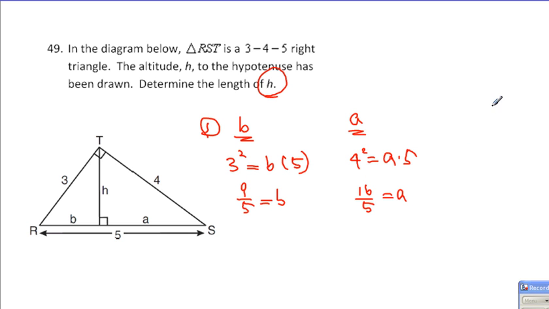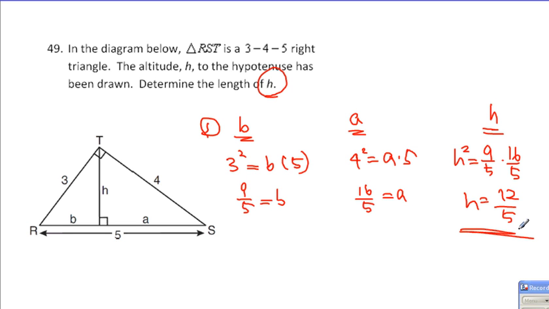So how do you find h? h squared is equal to the product of the other two line segments. So we have h squared must be equal to 9 over 5 times 16 over 5. Then we get to realize h is 12 over 5.